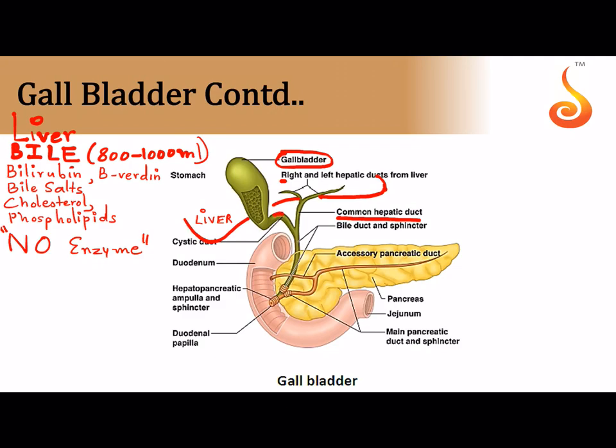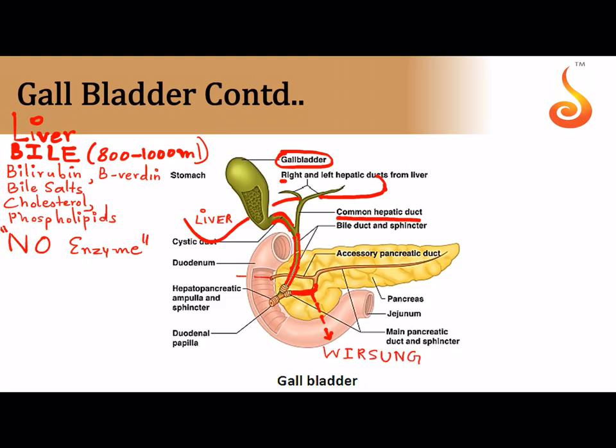The common hepatic duct receives a duct from the gallbladder that is called the cystic duct, and it becomes a common bile duct. The common bile duct comes all the way down, and notice that it is receiving the duct of the pancreas. This is the pancreatic duct, the main pancreatic duct. And this main pancreatic duct, for your knowledge, is referred to as the duct of Wirsung, the main duct.